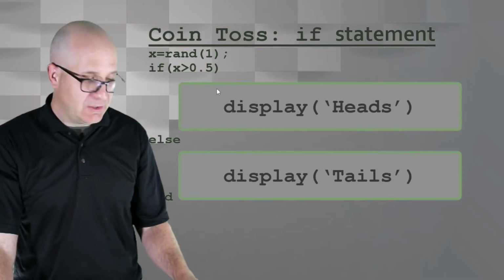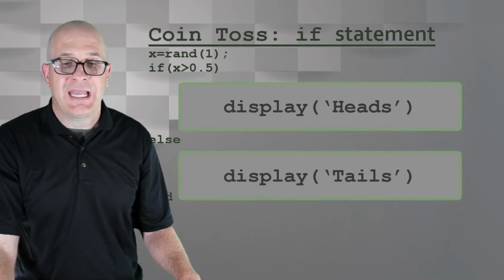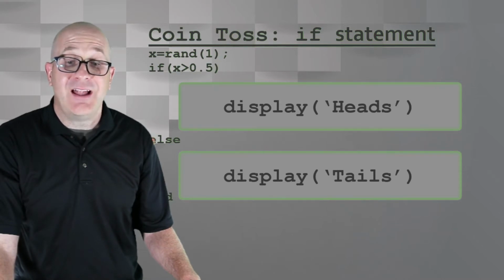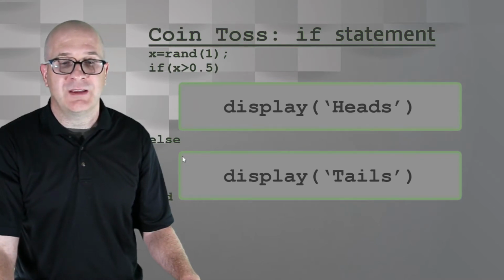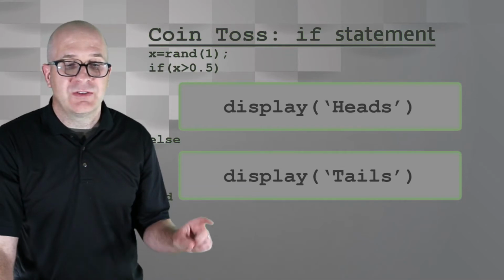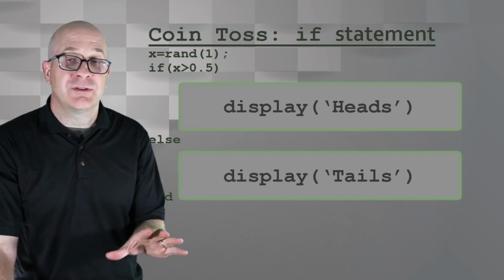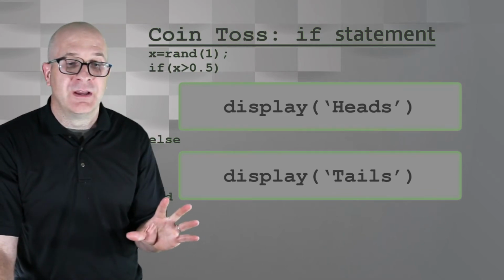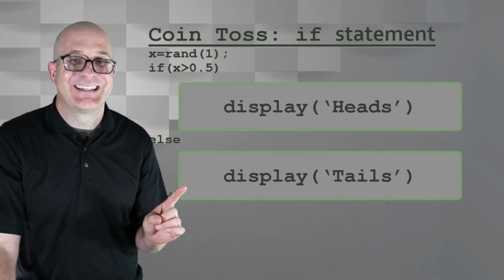So going back to our if statement here, we have x equals rand, this is the MATLAB code. If x is greater than 0.5, we're going to display heads. Else, we're going to display tails. So if it's not greater than 0.5, we're going to display tails. What I'm going to suggest is you go and try this out as a retrieval practice, pause the video, and then I will join you after you've given it a try.